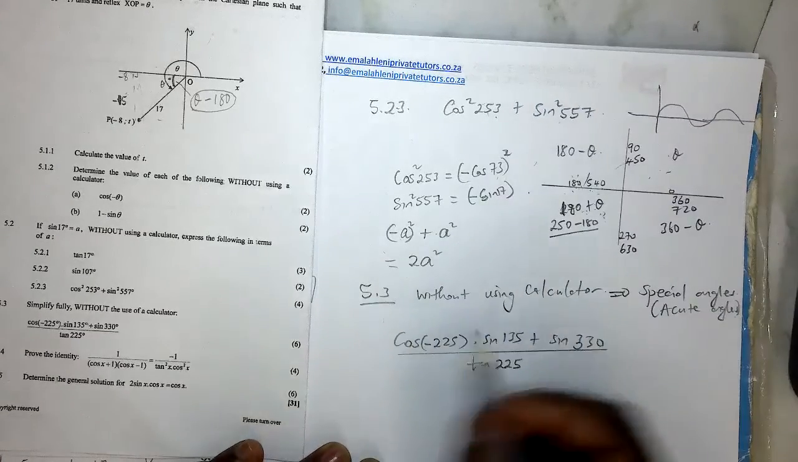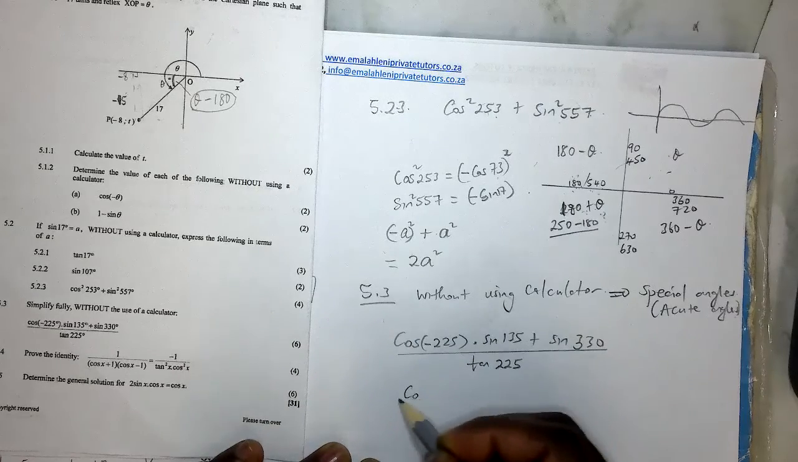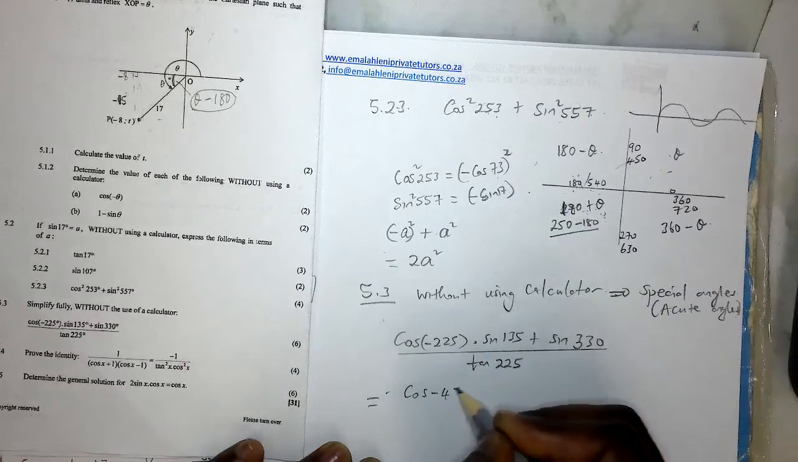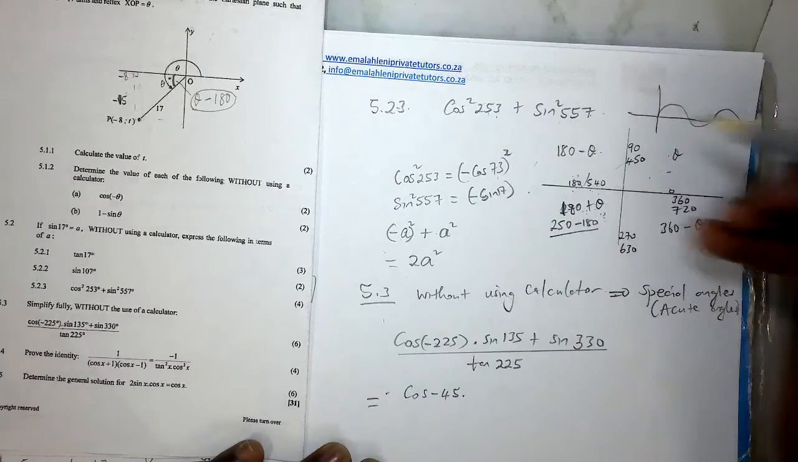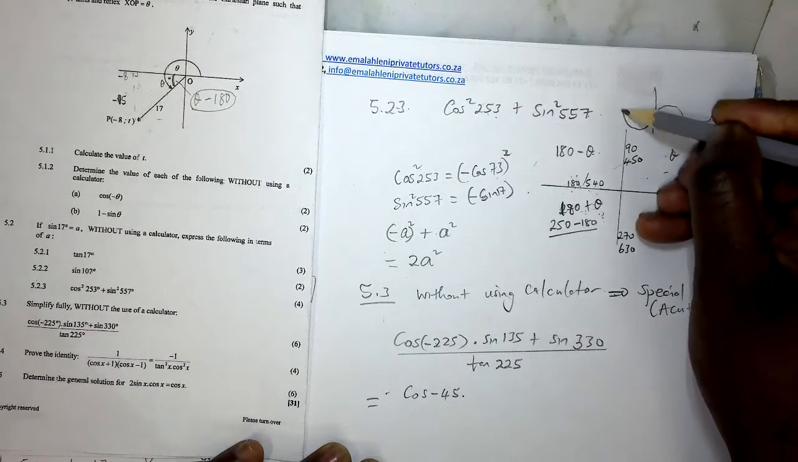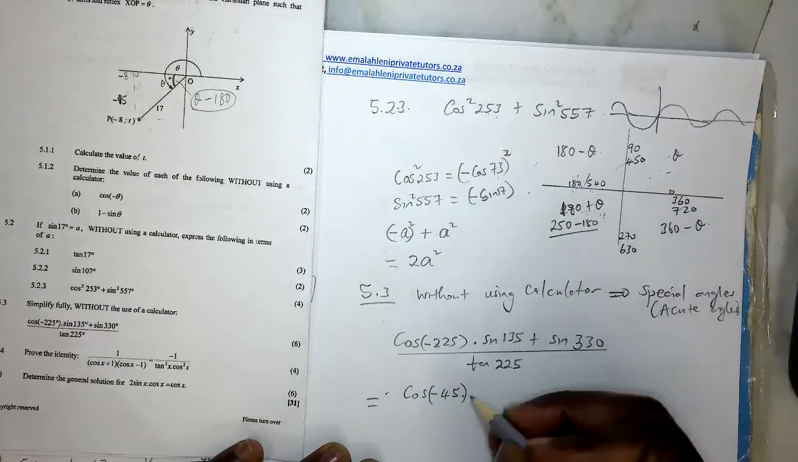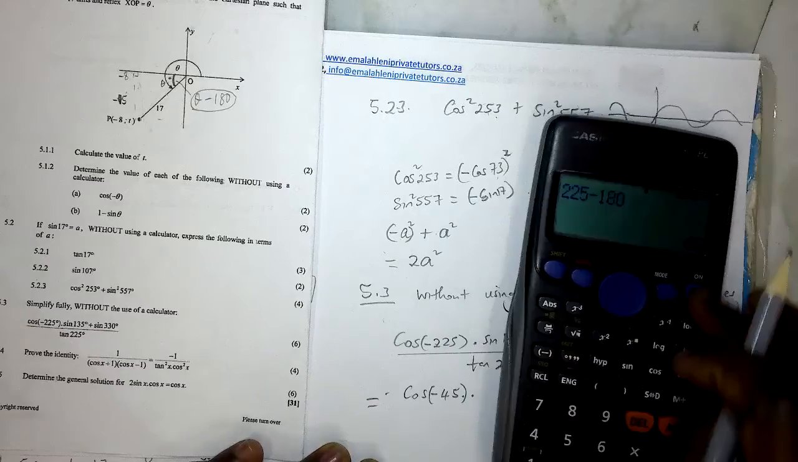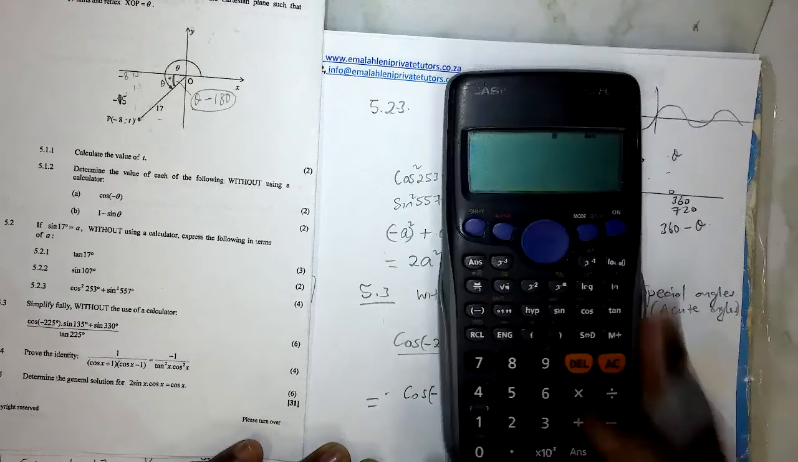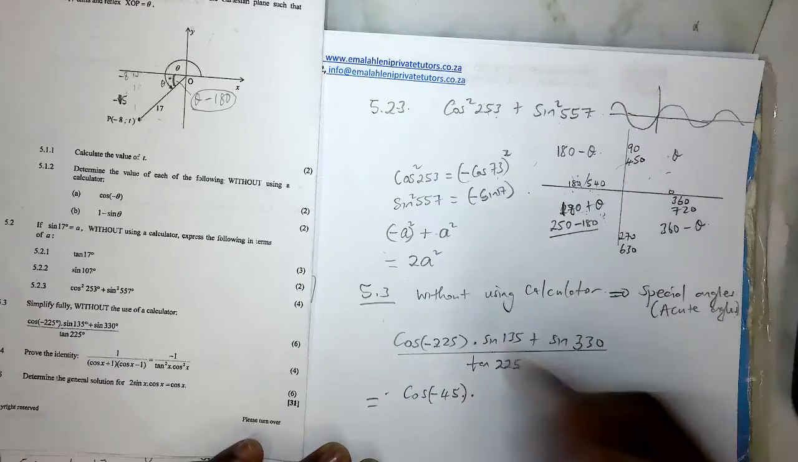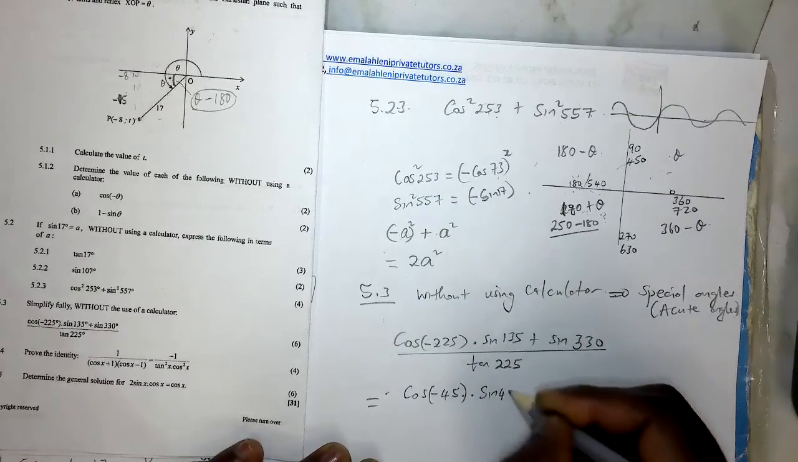So this is going to be cos negative 45, because the negative shows you that the angle is on the negative side of the Cartesian plane. That's what it means. So it's cos negative 45. Then 135. How would you get the acute angle? You say 180 minus 135. You get 45. So it's going to be sine 45.